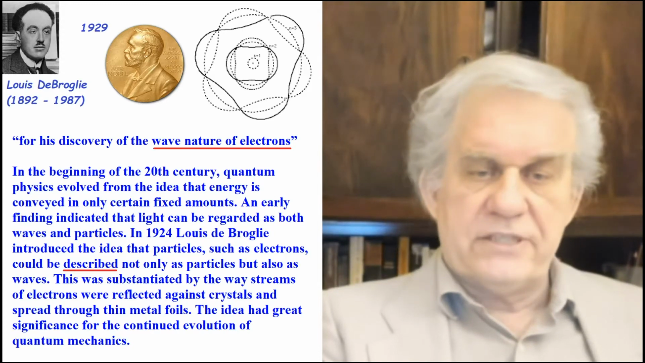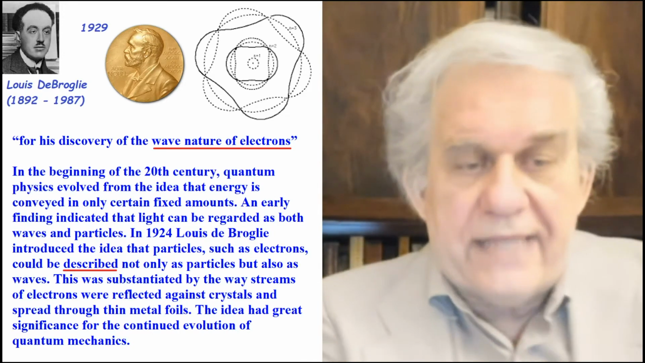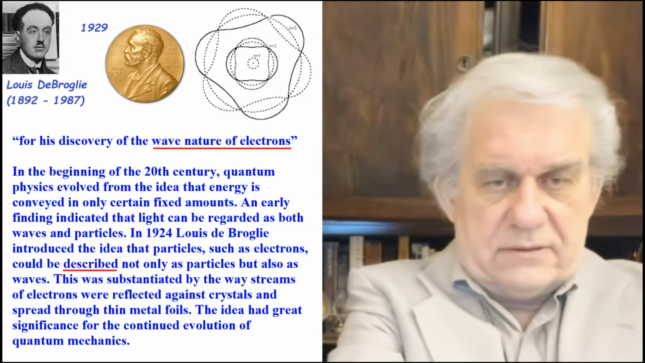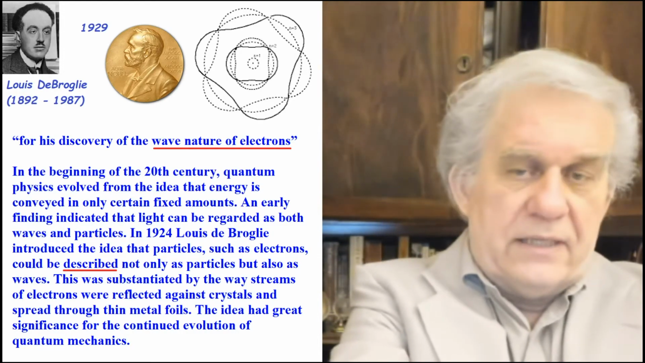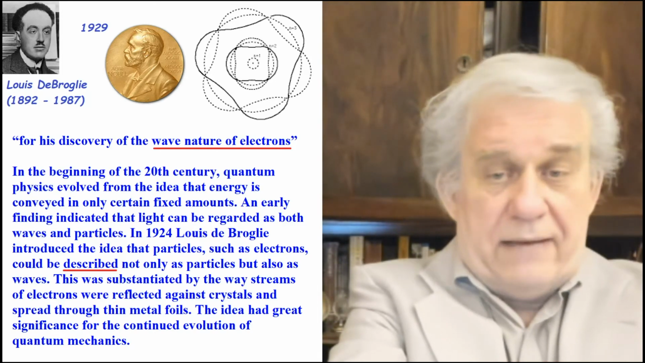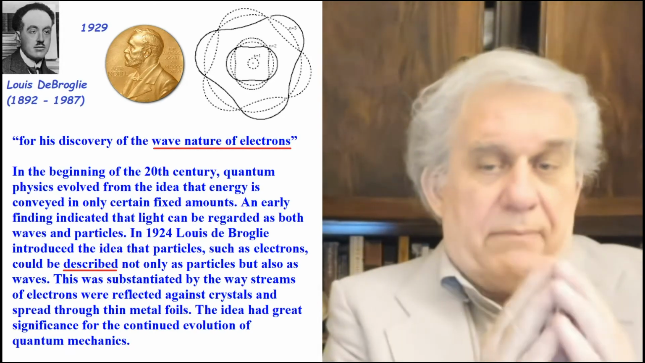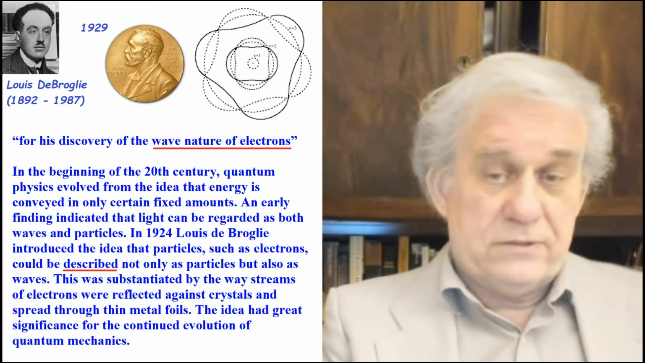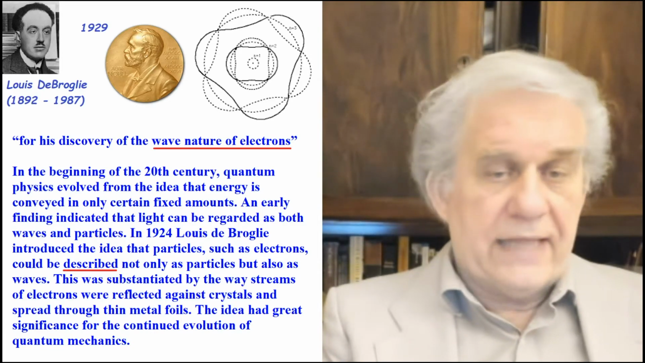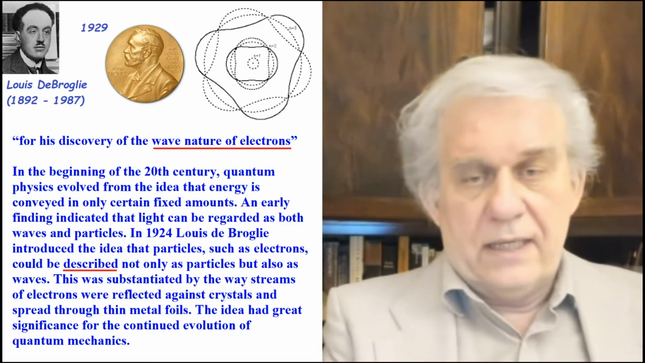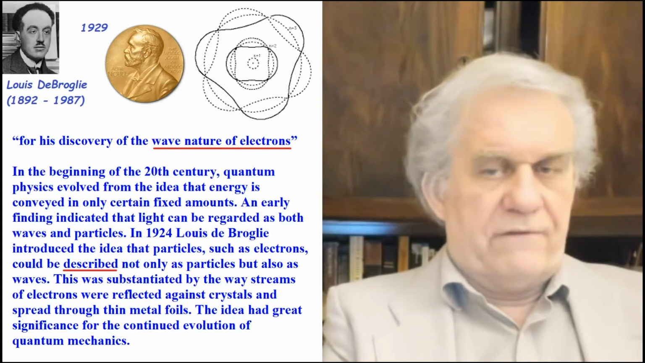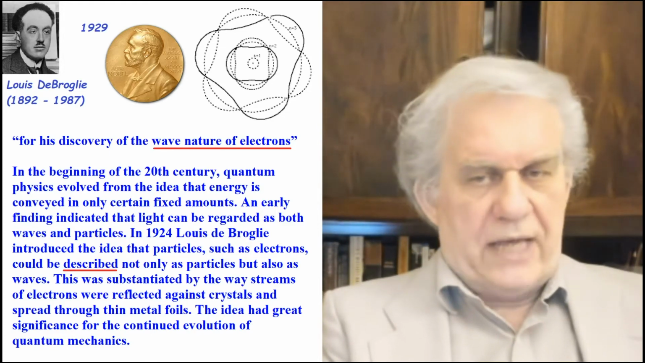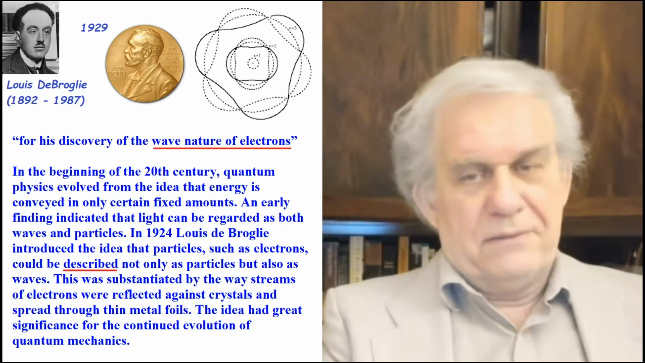In the beginning of the 20th century, quantum physics evolved from the idea that energy is conveyed in only certain fixed amounts. Yeah, okay, that's what Planck said. He didn't explain it. He just described it that way because that's what he assumed, that he was talking about beads, little packets of whatever, of energy, of photons. An early finding indicated that light can be regarded as both waves and particles. No. Only in mathematical physics can it be regarded as both. Mother Nature and Father Universe stand in opposition to that. They can only do it with waves, or they can do it with particles.